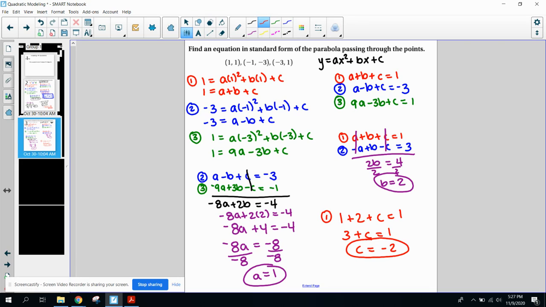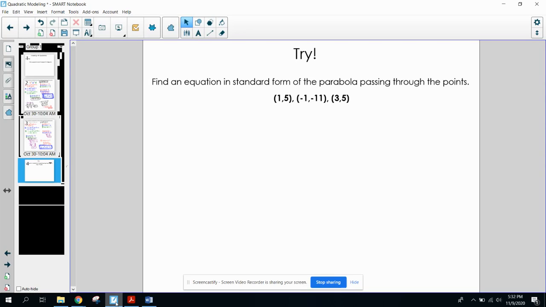So now that I have my a, my b, and my c, I'm going to go ahead and plug this into my standard form. So I end up getting y equals, so I have ax squared, so a is 1, so 1x squared, plus bx, and b is 2, so plus 2x, and then my c is negative 2. So then here is my quadratic function that goes through those 3 points. Now you're going to try this problem where you need to write a quadratic function that passes through the given 3 points.